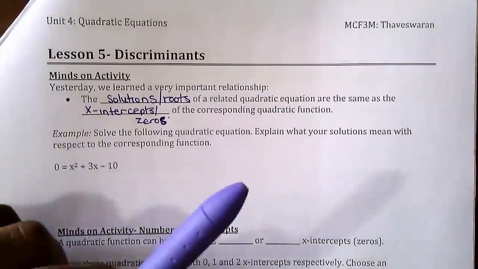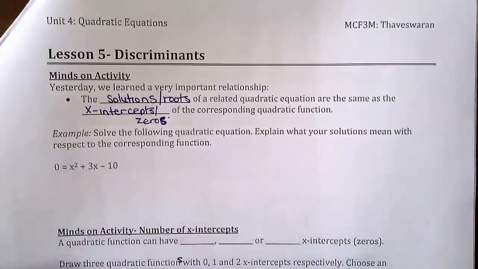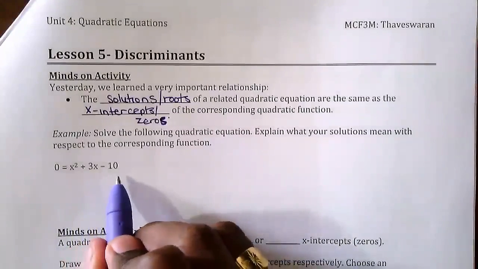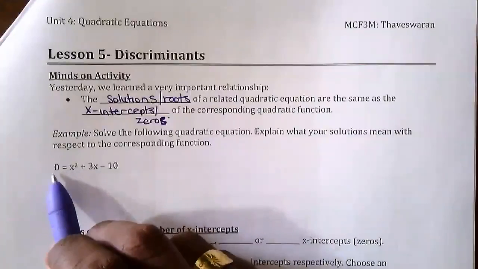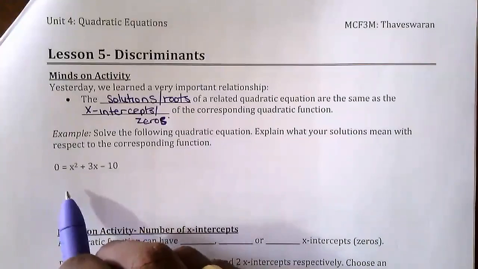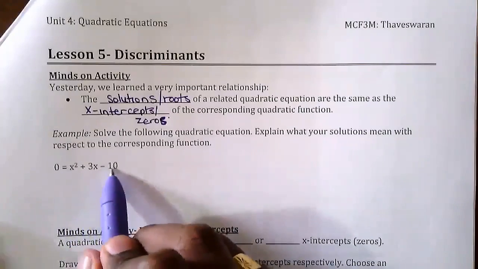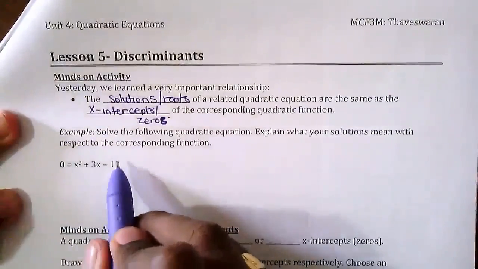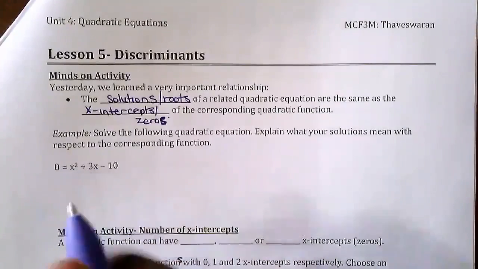It says solve the following quadratic equation. Explain what your solutions mean with respect to the corresponding function. So here we have a quadratic equation to solve. Again, how do we know it's an equation? It's not a function because it doesn't have an f of x, and we said that we're only going to work with single variable equations. This has a single variable. We know it's quadratic because, again, the highest exponent on an x is 2.